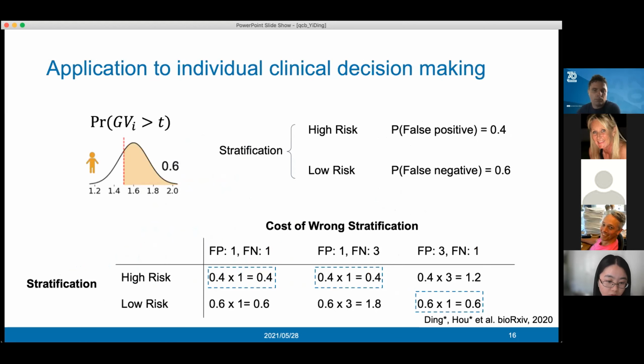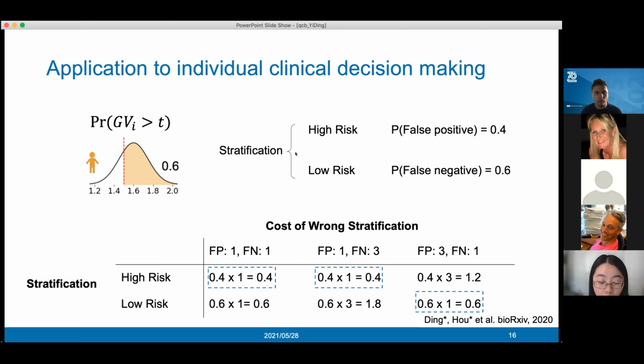And this score can be used to inform personalized false positive and false negative rate. For example, for this individual who has a probability of genetic value larger than threshold equal to 60%. If we classify it as a high risk, and because it still has a 40% chance to be below this risk, therefore the probability of a false positive diagnosis will be 40%. And if we classify it into a low risk individuals, because it still has 60% chance to be a high risk individual, therefore the false negative rate will be 60%.